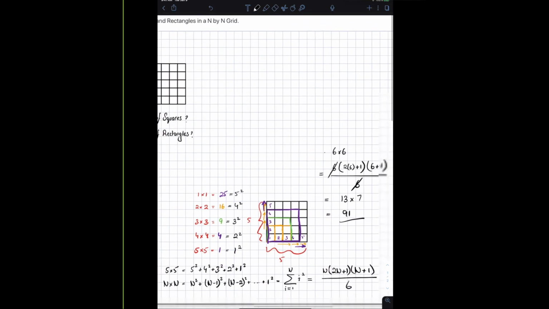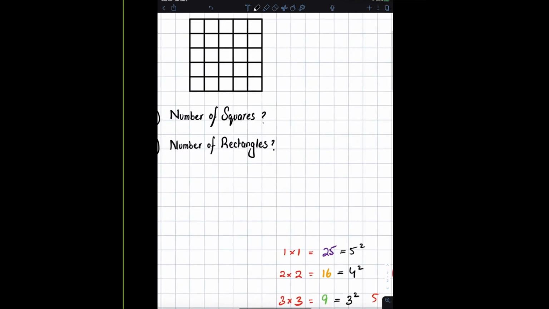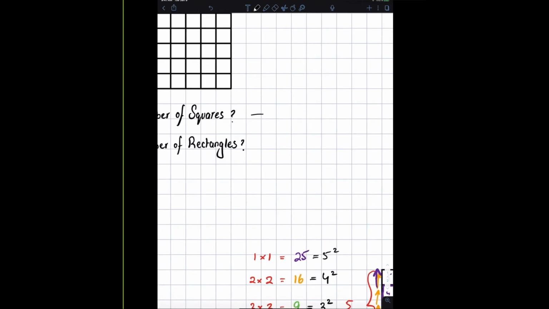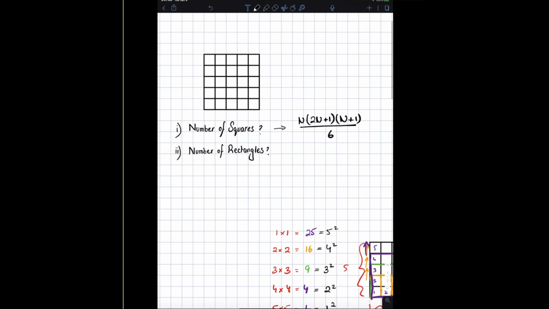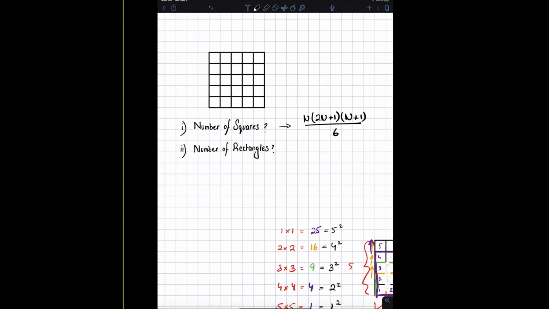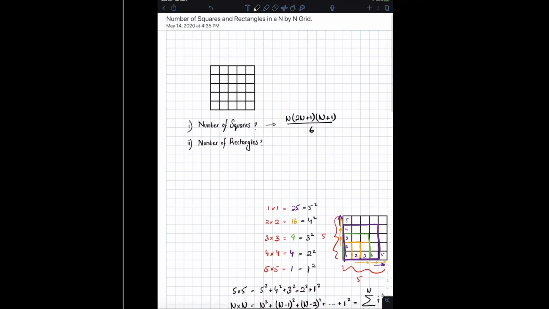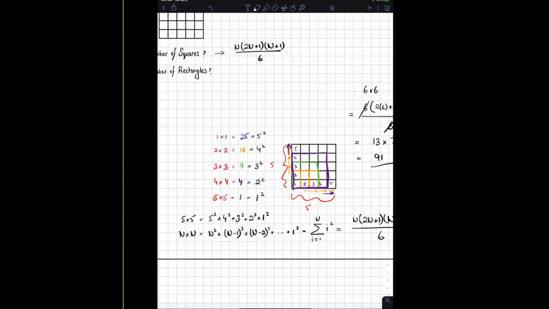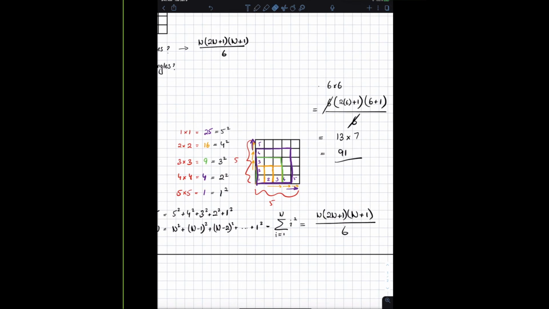So the answer to this question, the number of squares in any n by n grid, is actually quite simple. It's just n times (2n plus 1) times (n plus 1) divided by 6. Now, this other part right over here is how to compute the number of rectangles. The issue is that if you use the method that I've just shown you, you're soon going to find out that the question becomes quite complicated and extremely long. The reason is quite simple.